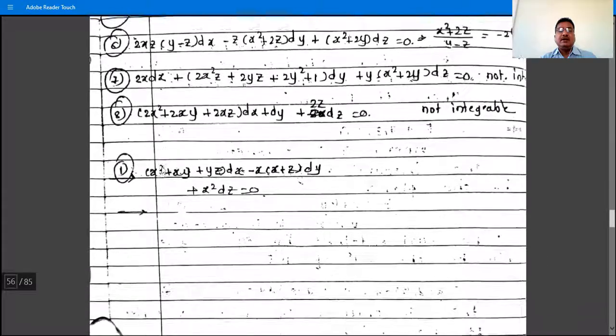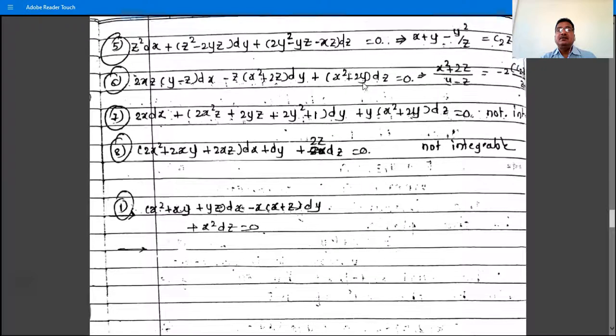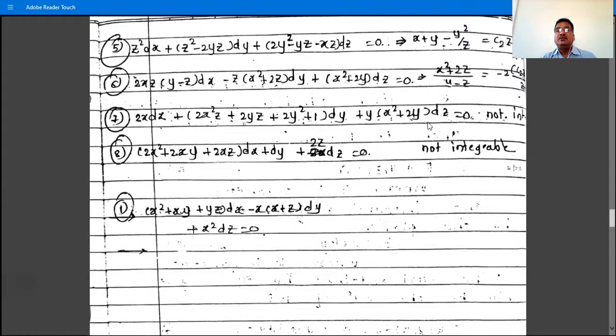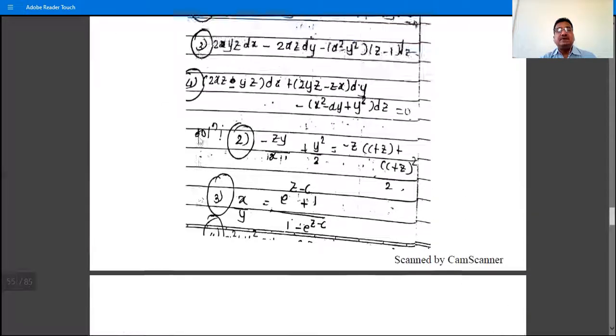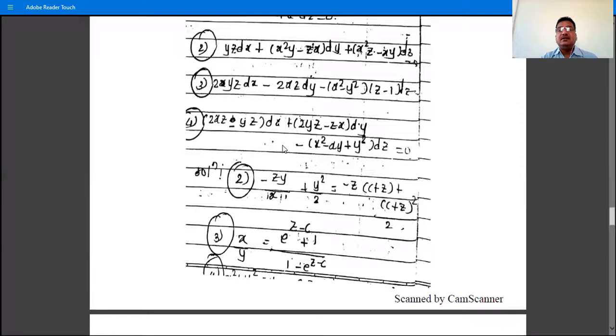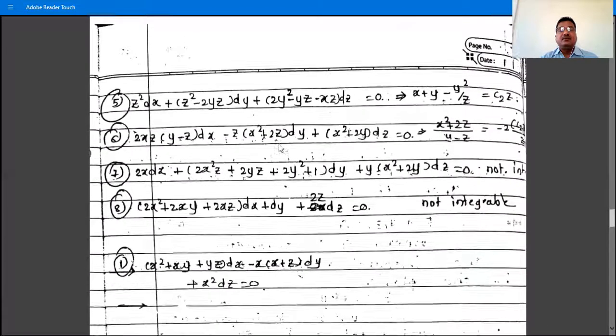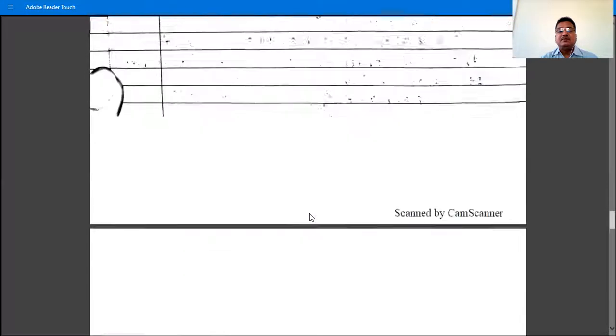Examples 5, 6, 7, 8, 9: these are some examples. I think this is not integrable. This is not integrable. So don't solve these examples. Their solutions are given. So try to solve these examples by using Natani's method. There may be some mistake in these problems. Solve at least three problems by Natani's method.